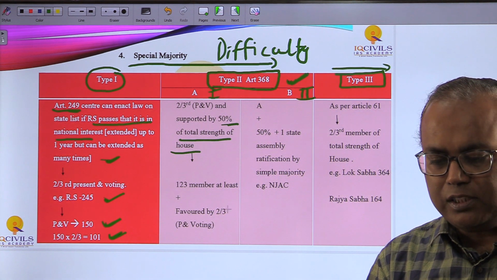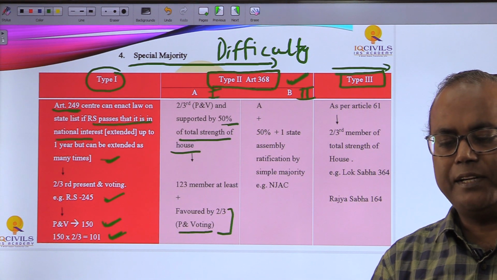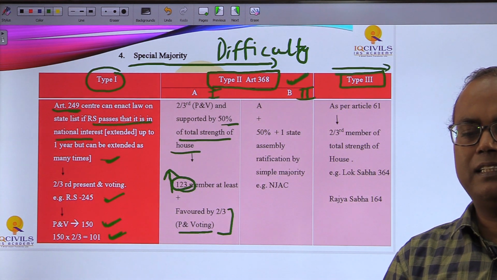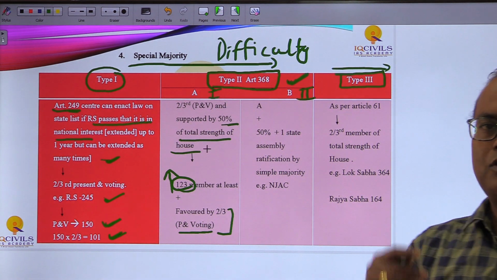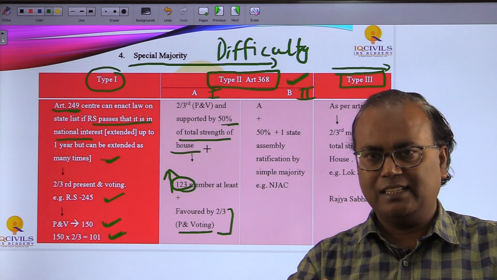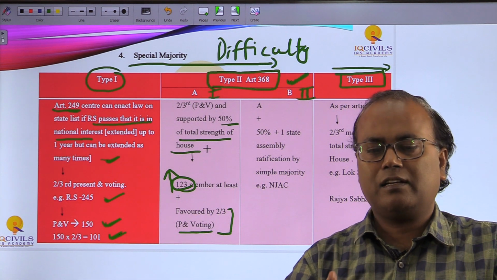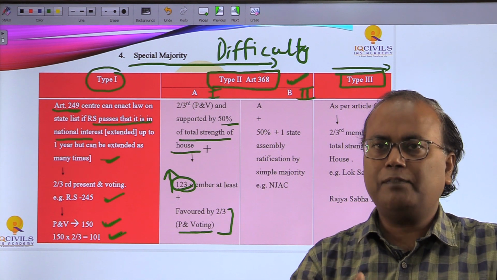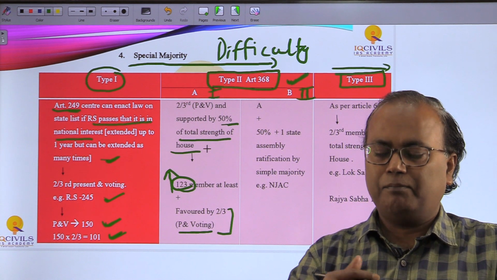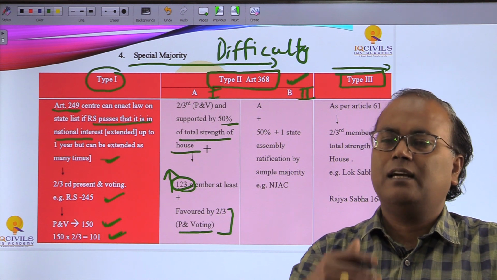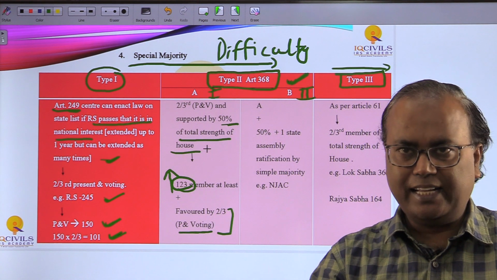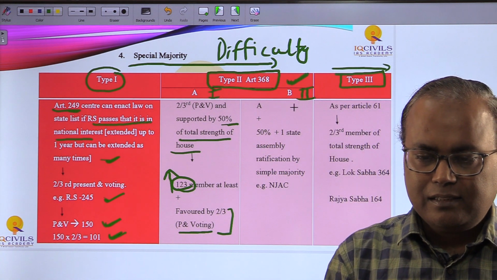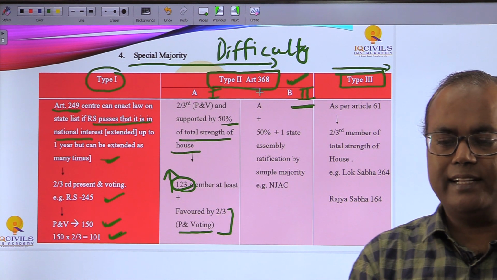So whenever you are counting the 2/3 of the present and voting, it must be above this 123, otherwise it is not going to be passed. So there is another condition here, 50% of the total strength, that is the benchmark. The 2/3 present and voting must be beyond 50% of the total strength. Got that? Now, it is more difficult here in the second type of this Article 368.